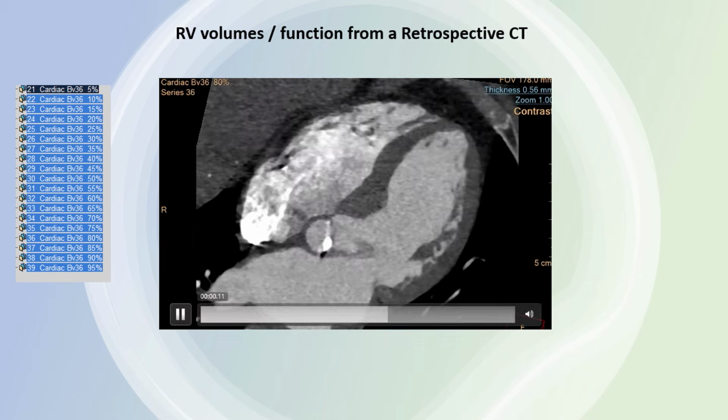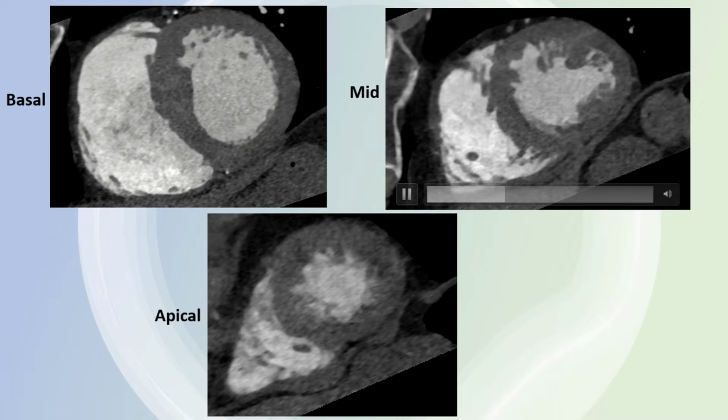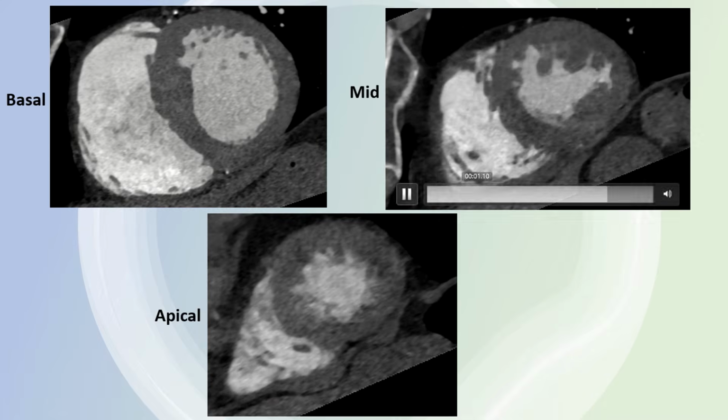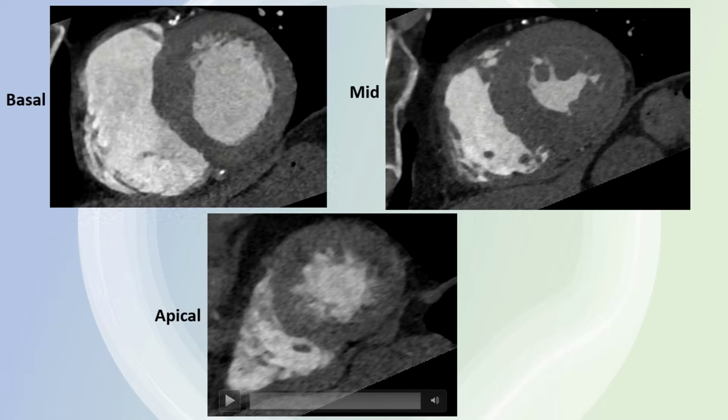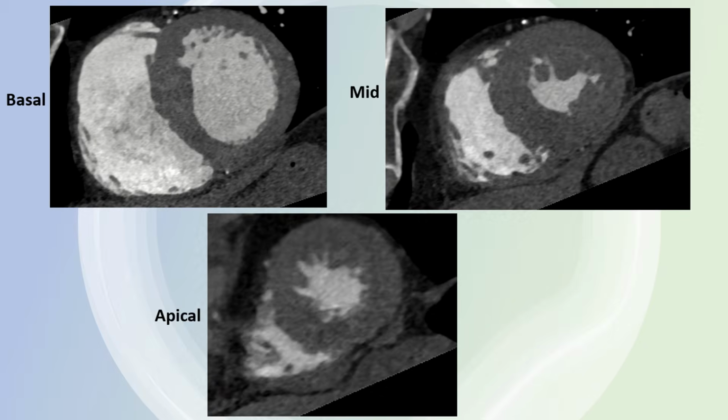You can see 5% increments here because we use the dual source scanners. These are the basal, mid, and apical slices. So like I mentioned, no need to reconstruct at slice thickness less than 1.5. 1.5 millimeter is good enough.